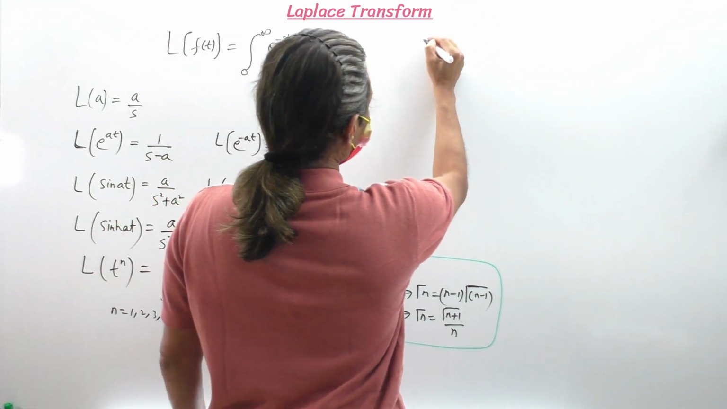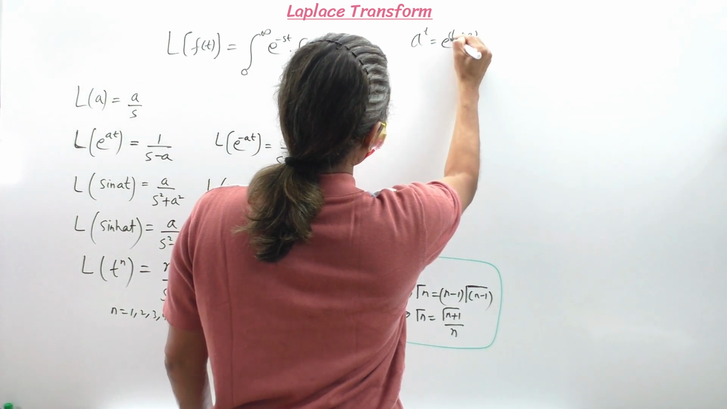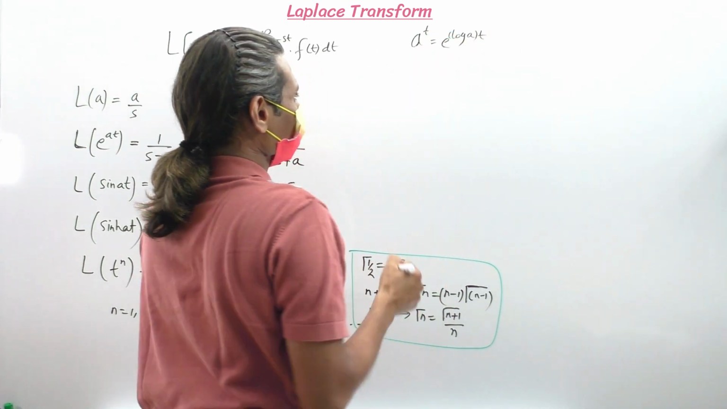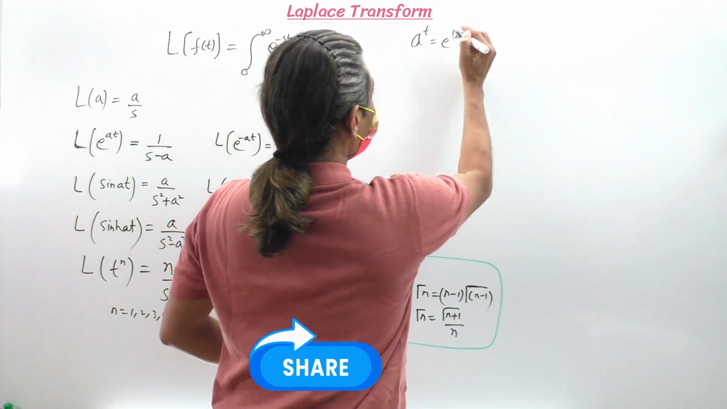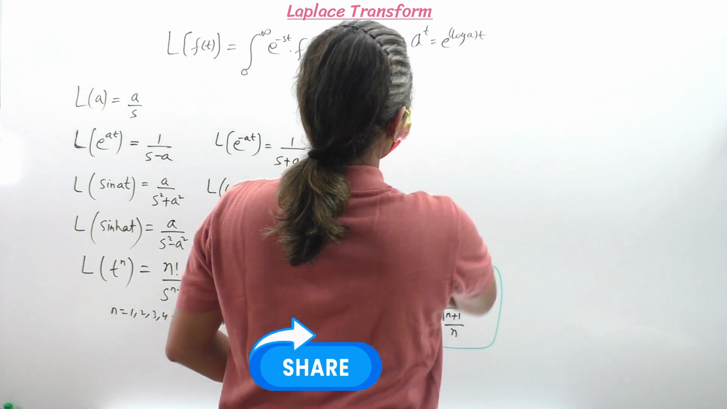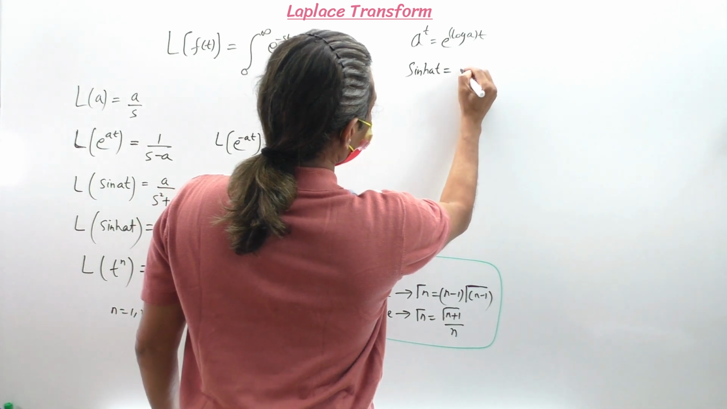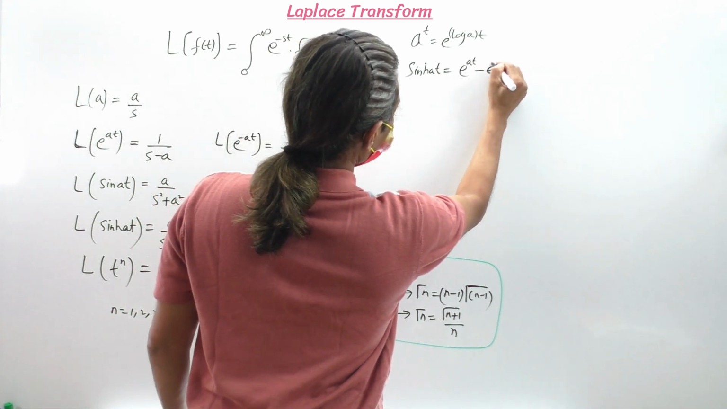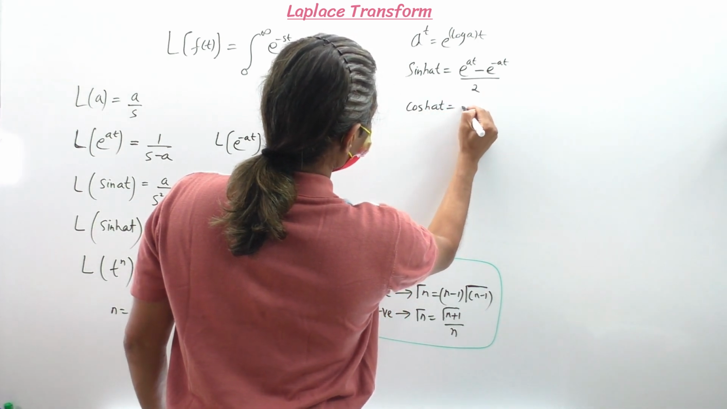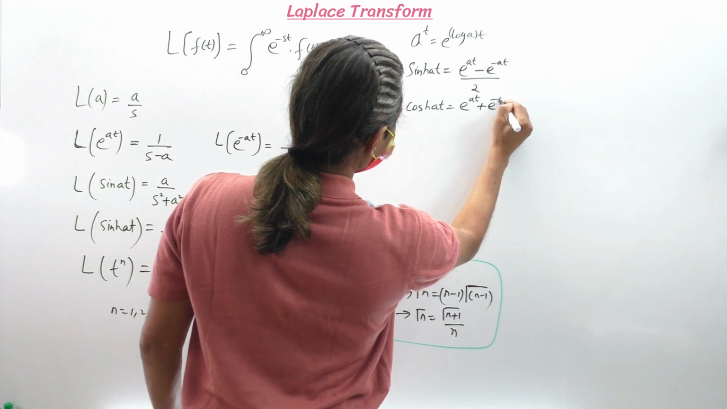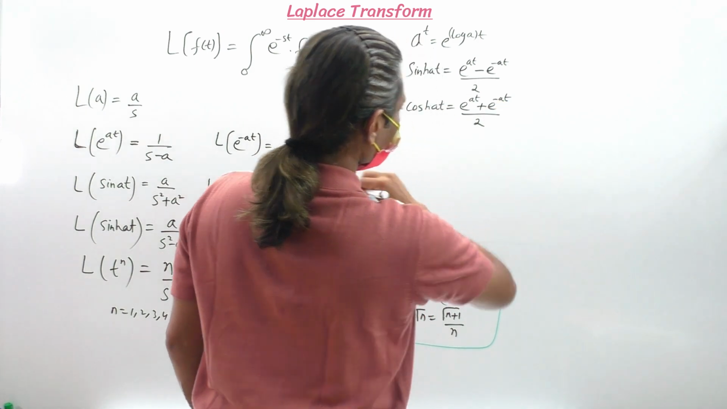So the basic relations are: a raised to t is equal to e raised to log a into t. So if a problem gives 3 raised to t, the standard form is e raised to log 3 into t. Then sine hyperbolic at is e raised to at minus e raised to minus at, whole divided by 2. Cos hyperbolic at is e raised to at plus e raised to minus at, whole divided by 2. I hope you know these relations. These are basic relations in mathematics.